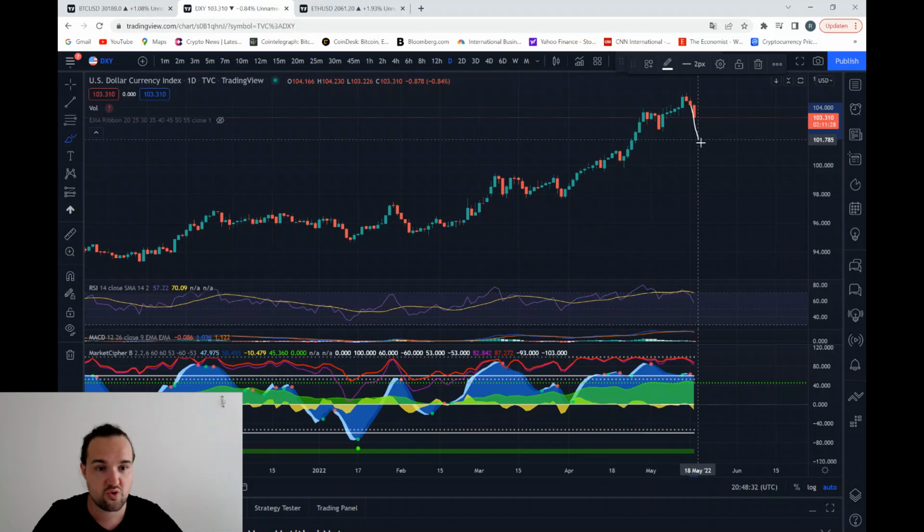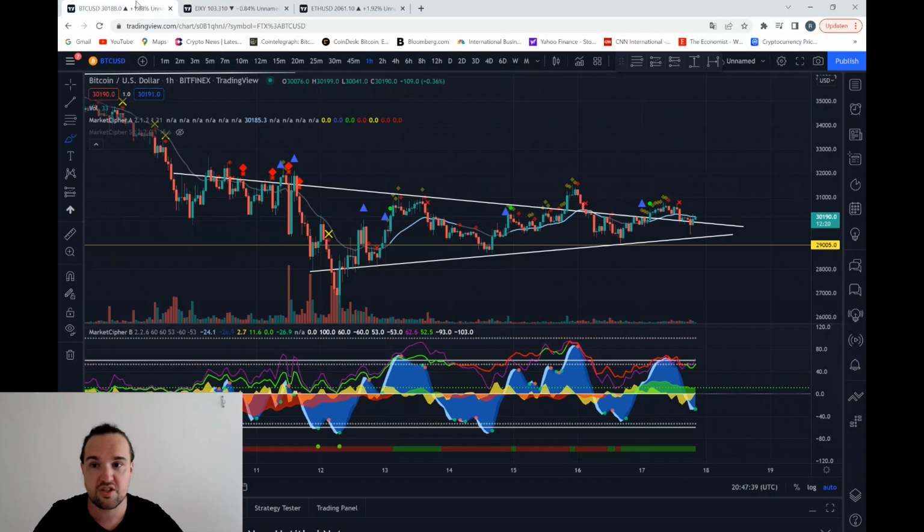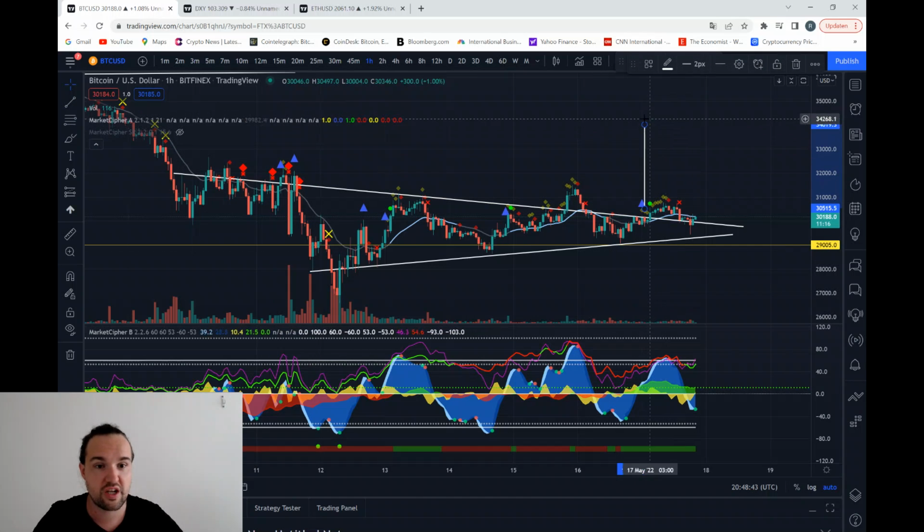If the DXY is losing strength and going lower, then I think BTC will find strength to go higher, and then again my target is approximately 34k. Not only is that of course the target here from the triangle, we already talked about that multiple times, but it's also again the CME gap, so that will be nice, and I think also a golden pocket.